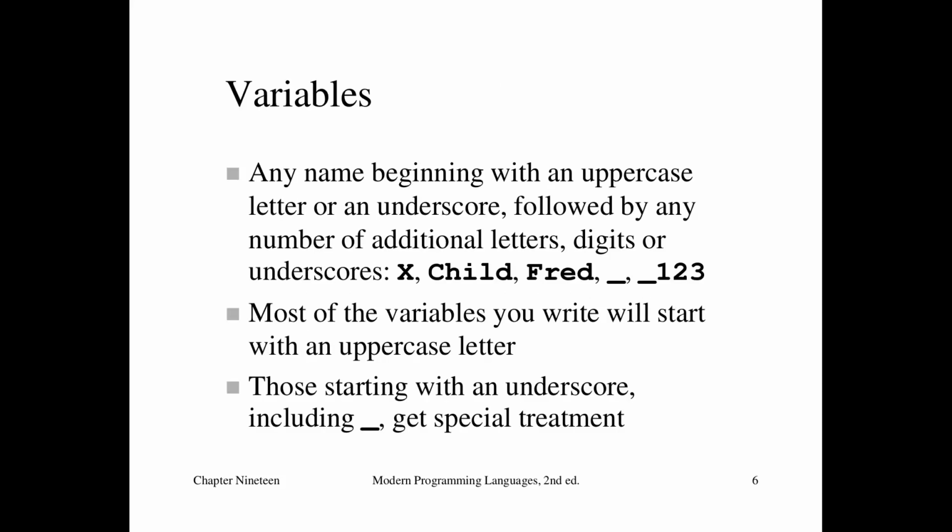Variables, on the other hand, are similarly defined as atoms, except they start with an uppercase letter or an underscore and are followed by any number of additional letters, digits, or underscores. Note that they do not contain any special, non-alphanumeric symbols. Most variables that we write will start with an uppercase letter. Those that start with an underscore, or the underscore by itself, are treated in a special way by the Prolog system. So keep that in mind.